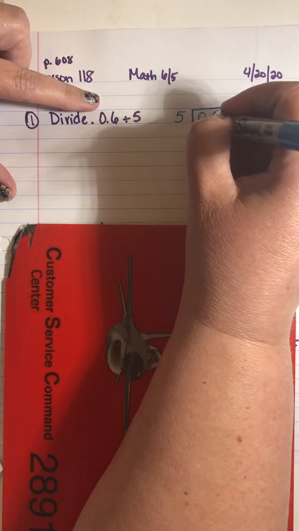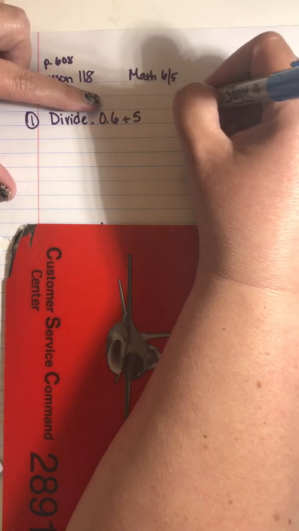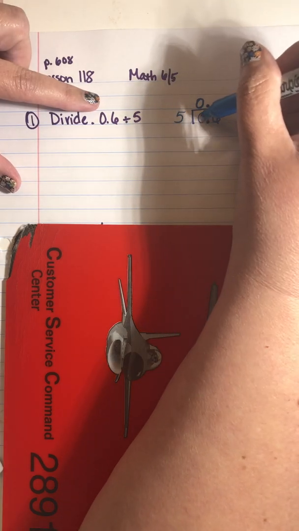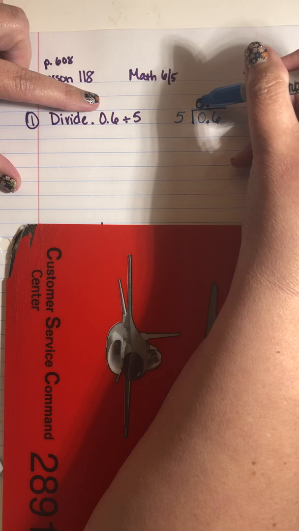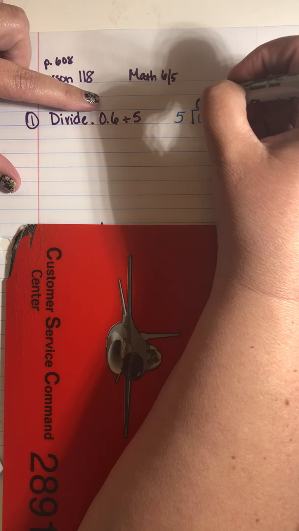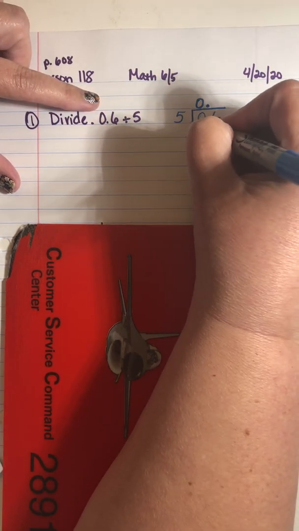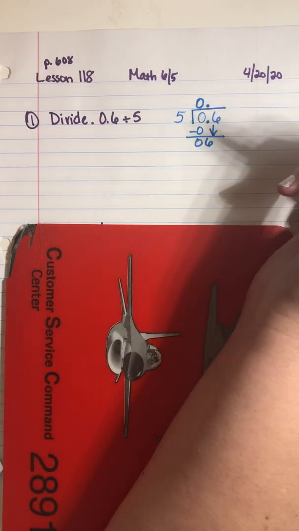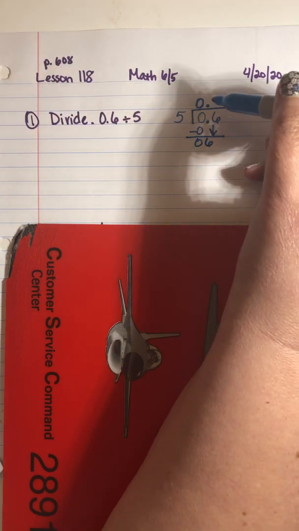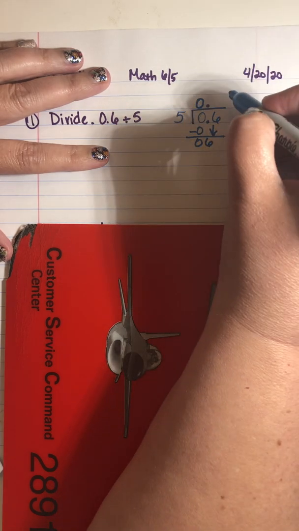The first thing I do when I'm dividing by a decimal is bring that decimal up and put in my 0 there, because there's a 0 here. I could go ahead and multiply that out if I wanted. I'll show you why that's okay. 0 times 5 is 0, subtract, and you get 0, and you bring down your 6. So that's why it's okay to put that 0 right there, because it's going to be 0 no matter what.